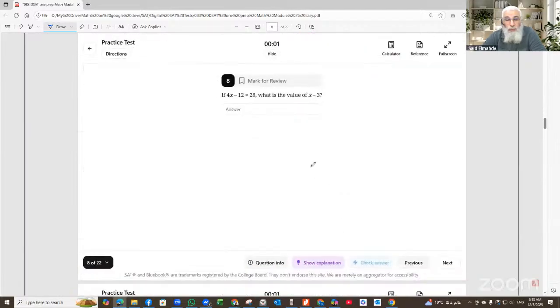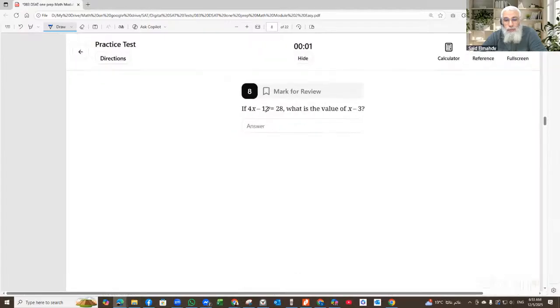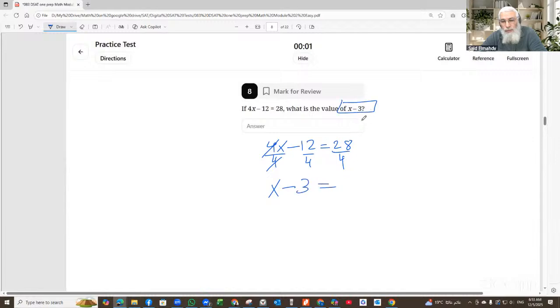Okay, 4x minus 12 equals 28. What is the value of x? So I can divide by 4. 4x divided by 4 is x, and 12 divided by 4 is 3. He asks about x minus 3. So x minus 3 is 7. So the answer is 7.